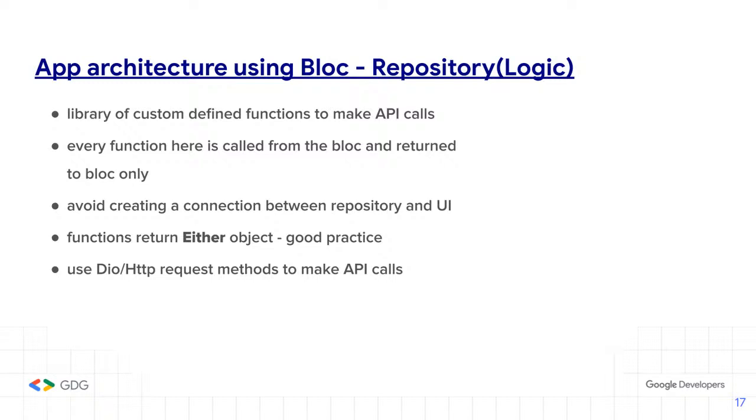And for functions, it's always a good practice to have Either as a return type, and use Dio or HTTP request methods to make API calls.